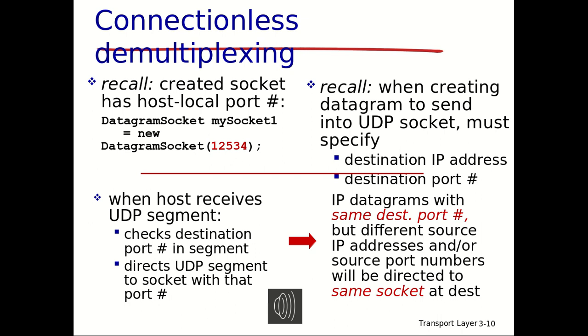After receiving it, it directs the UDP segment to the socket or the application that is using that particular port number. Now, when creating a datagram or a packet to send to a UDP socket, the sender must specify the destination IP address, which will identify your host, and the destination port number, which will identify the actual application which is using UDP on that particular host. IP packets with the same destination port number but different source IP addresses and or different source port numbers will be directed to the same socket at the destination. Okay.